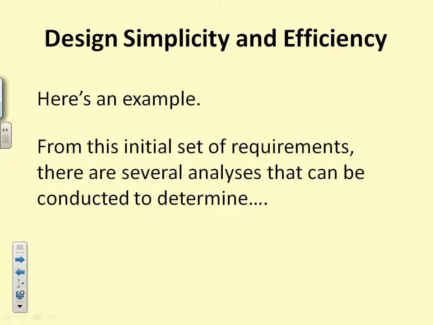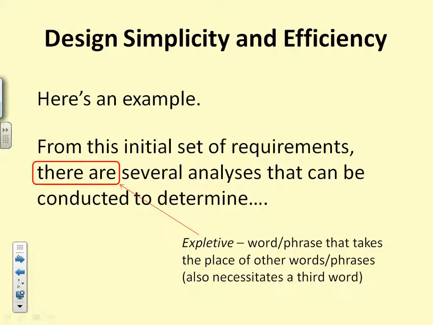So let's look at an example. From this initial set of requirements, there are several analyses that can be conducted to determine, and then the rest of the sentence continued. I cut it off in the interest of space. So, like so many of the other examples that we provide in these workshops, there's nothing absolutely right or wrong about this. There's not an error you can look at and say, well, this is spelled incorrectly, or there's an agreement error of some kind. But it has some problems in its word choice.